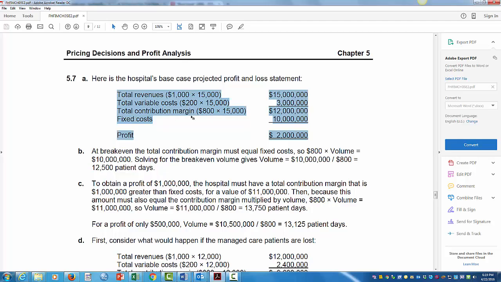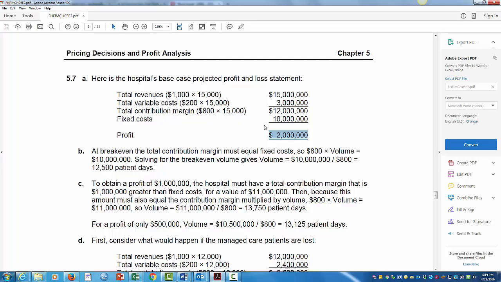And then we calculate the contribution margin. As you may recall, the contribution margin is the difference between revenues and variable cost. We'll then subtract our fixed cost of $10 million, and 12 million minus 10 million equals a profit of $2 million.